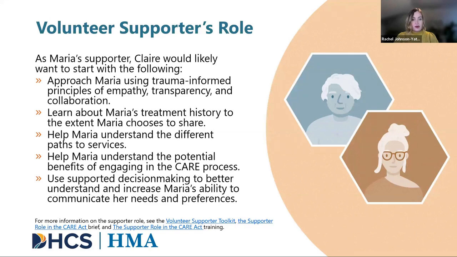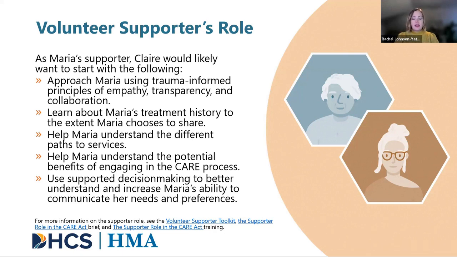The volunteer supporter also has an opportunity to help Maria understand different paths to services. So helping her understand the options that are there, how they might be connected, what order they might occur in. Also helping Maria understand the potential benefits of engaging in the care process.